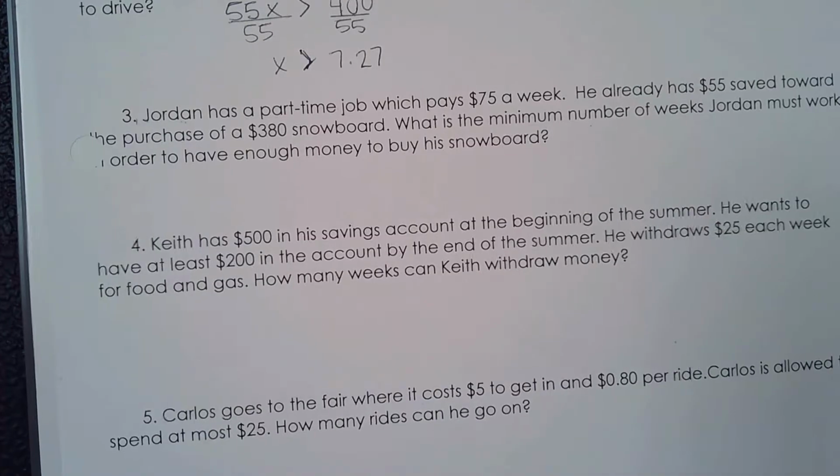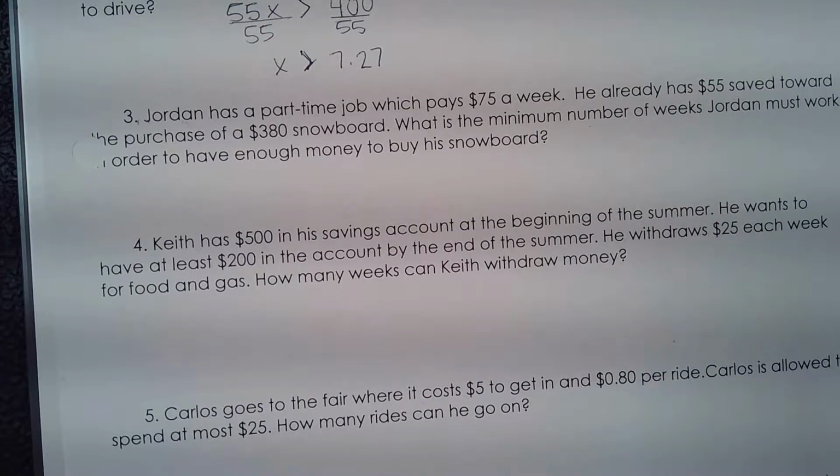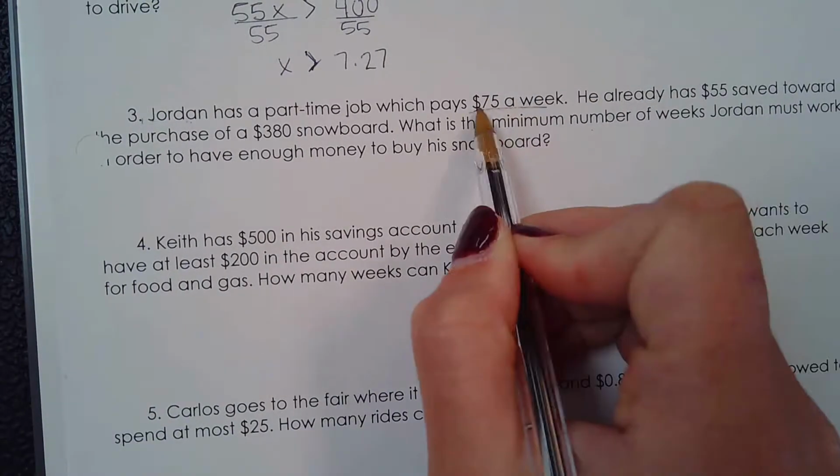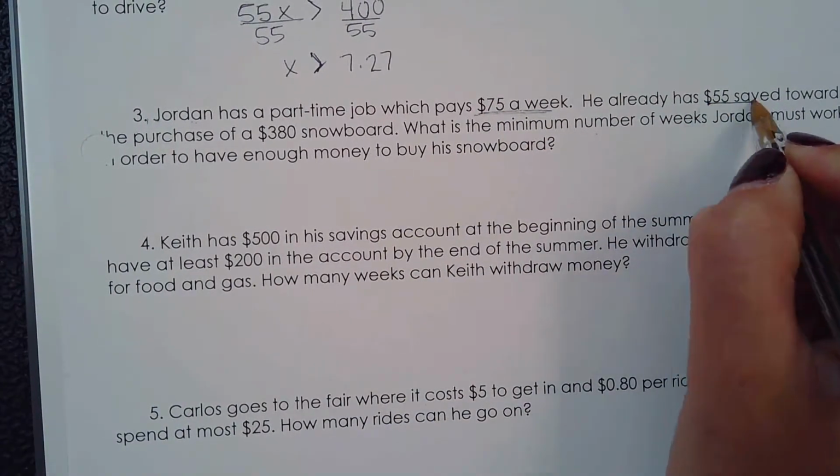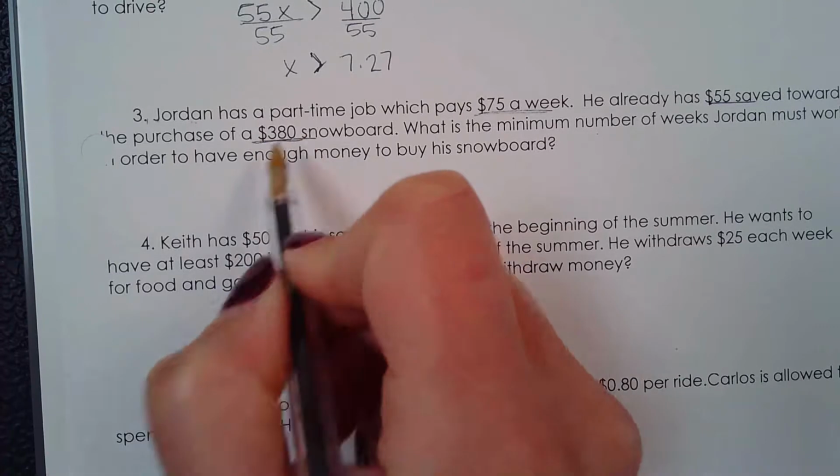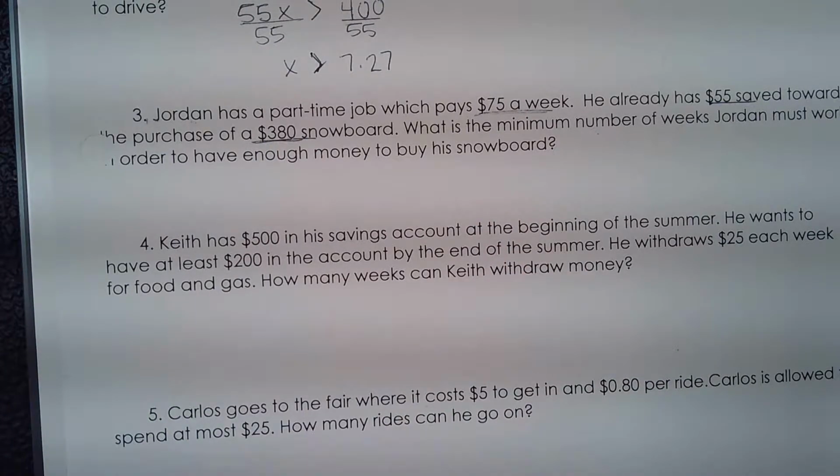Moving on to the next one. So Jordan's got a part-time job which pays $75 a week. He already has $55 saved towards the purchase of a $380 snowboard. What's the minimum number of weeks that he must work in order to have enough money to buy his snowboard?